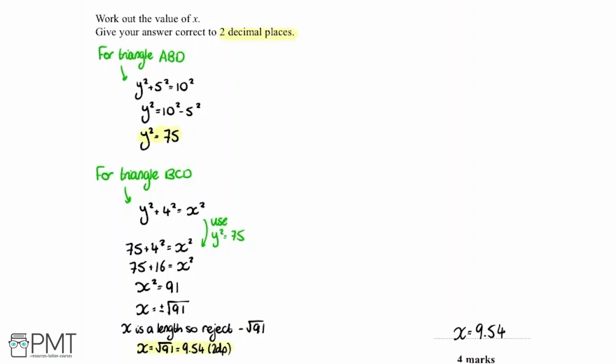So seeing where we get the 4 marks, we get the first mark up here for getting to y squared being equal to 75. Second mark down here for this part, so we got the 75 plus 4 squared equals 91. We get our third mark for square rooting to make x the subject of the equation. Then we get the fourth and final mark for a correct answer of 9.54.